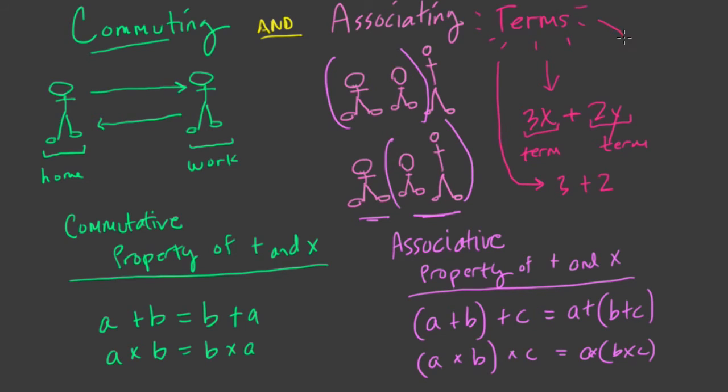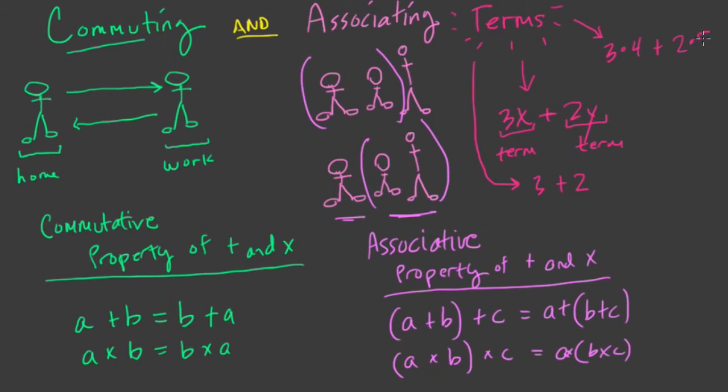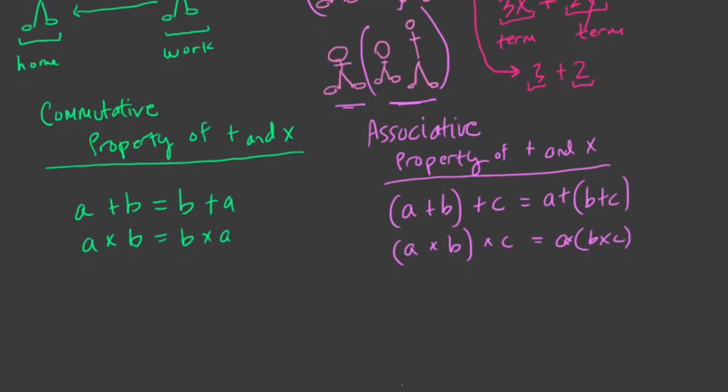When you have a situation, let's say it's 3 times 4 plus 2 times 5, well, 3 times 4 is a term, just like 3 and 2 were terms, and 2 times 5 is a term because they're both separated by addition. This process of identifying terms that are separated by addition is so valuable. And let's look at some basic examples.